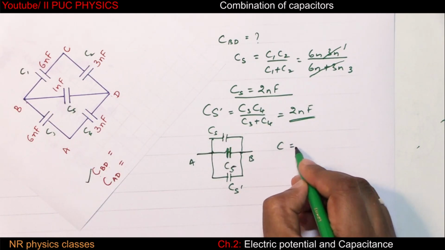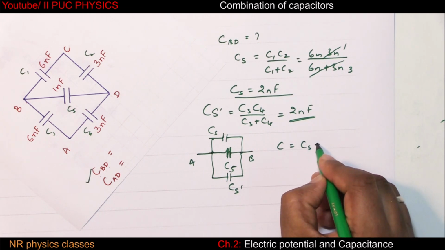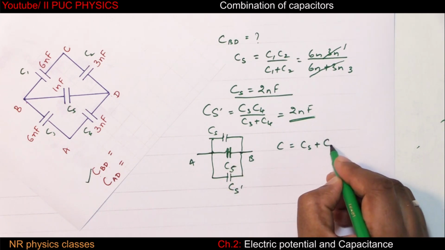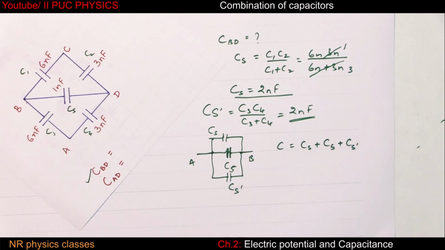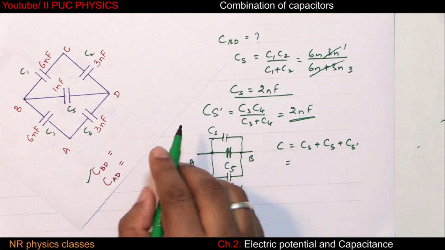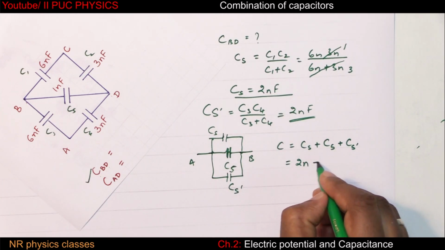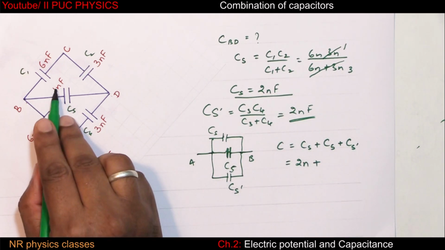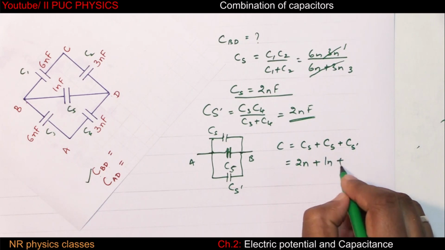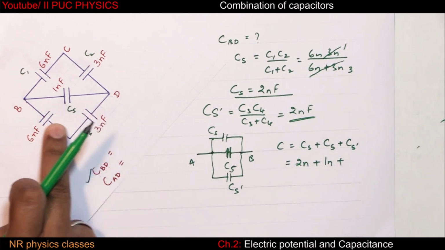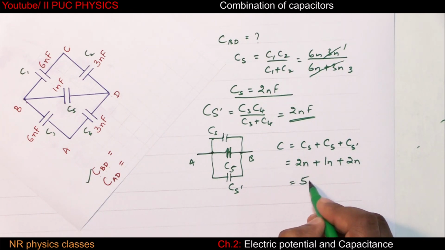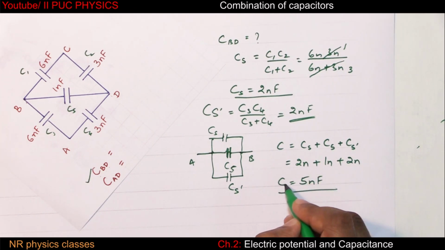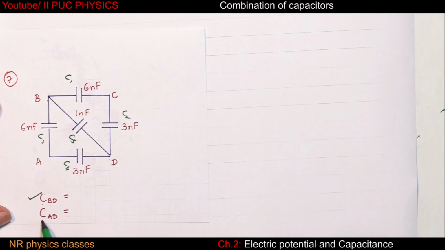Therefore, C equals CS plus C5 plus CS dash. CS is 2 nano, C5 is 1 nano, CS dash, the series of these two, is 2 nano, which equals 5 nanofarad. This is C. Now CAD.